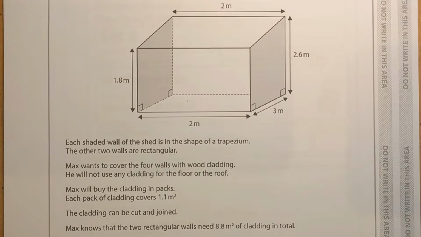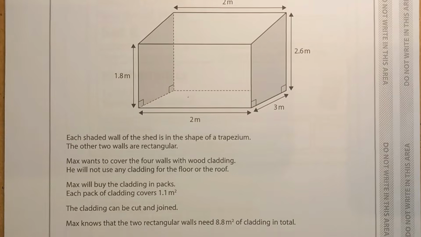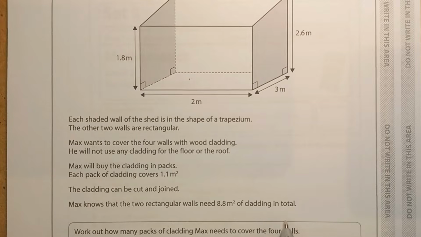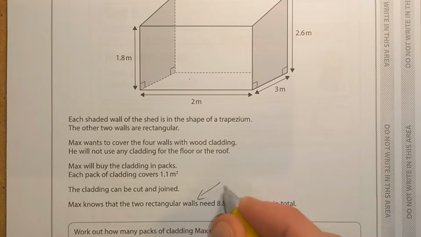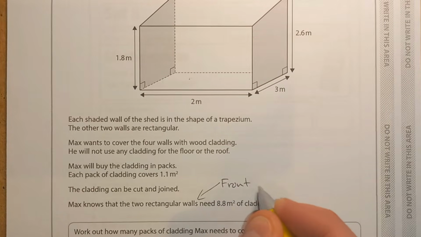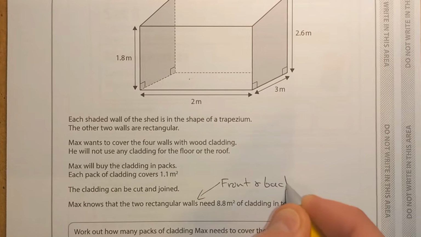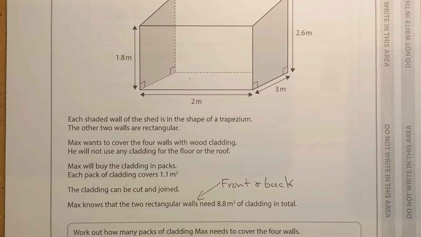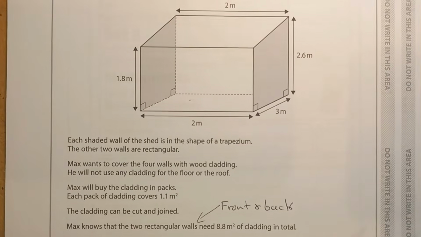Now let's move this up here. Let's do it here so we can see the question as well. The cladding can be cut and joined. Max knows that the two rectangular walls need 8.8 meters squared of cladding in total. Okay, so two rectangular walls. So this is the front and the back. And they've asked us to work out how many packs of cladding Max needs to cover the four walls. Right, let's bring this back down a bit.